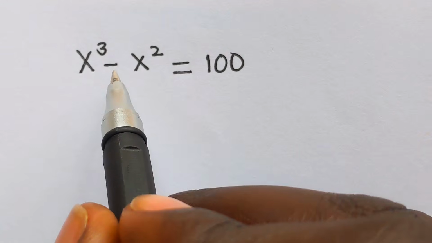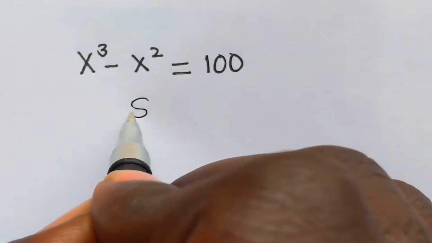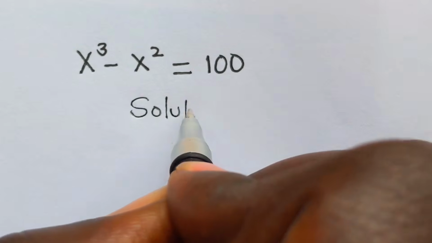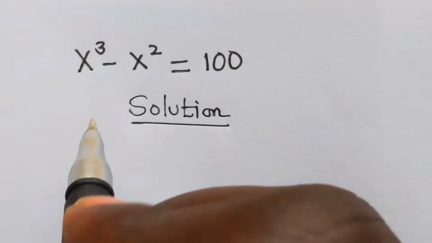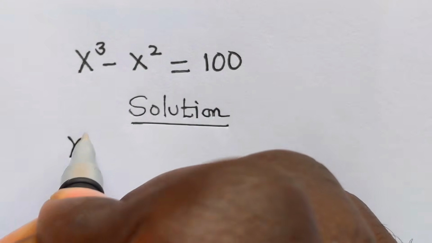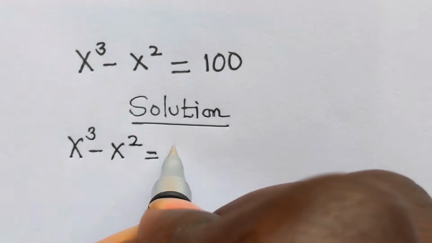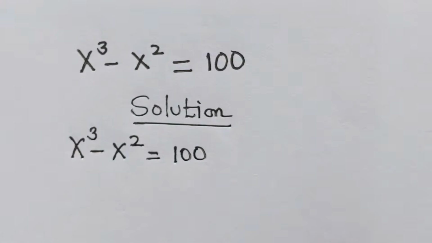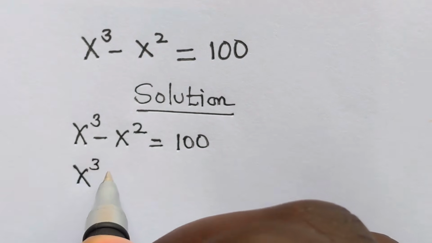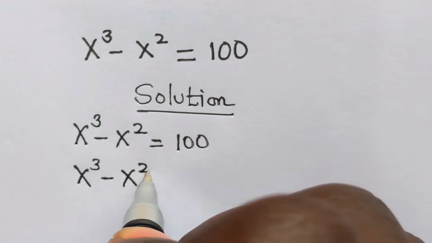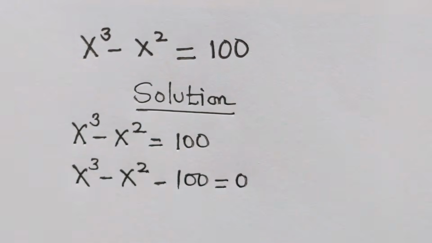We have x power 3 minus x squared equals to 100. Let's provide the solution very quickly by copying what we have. We have x power 3 minus x squared equals to 100. So what we have right here is x power 3 minus x squared minus 100 equals to 0.